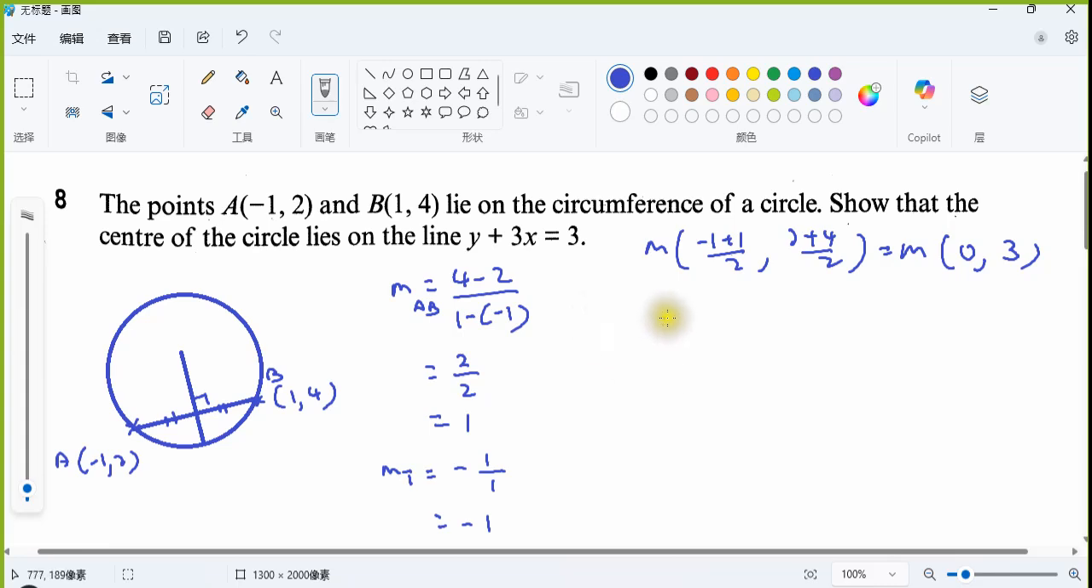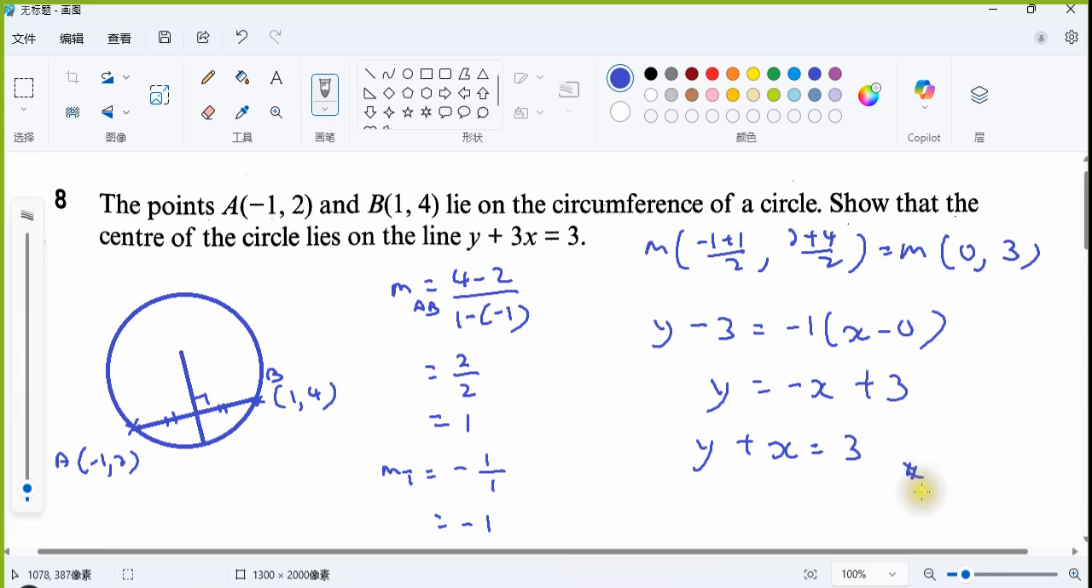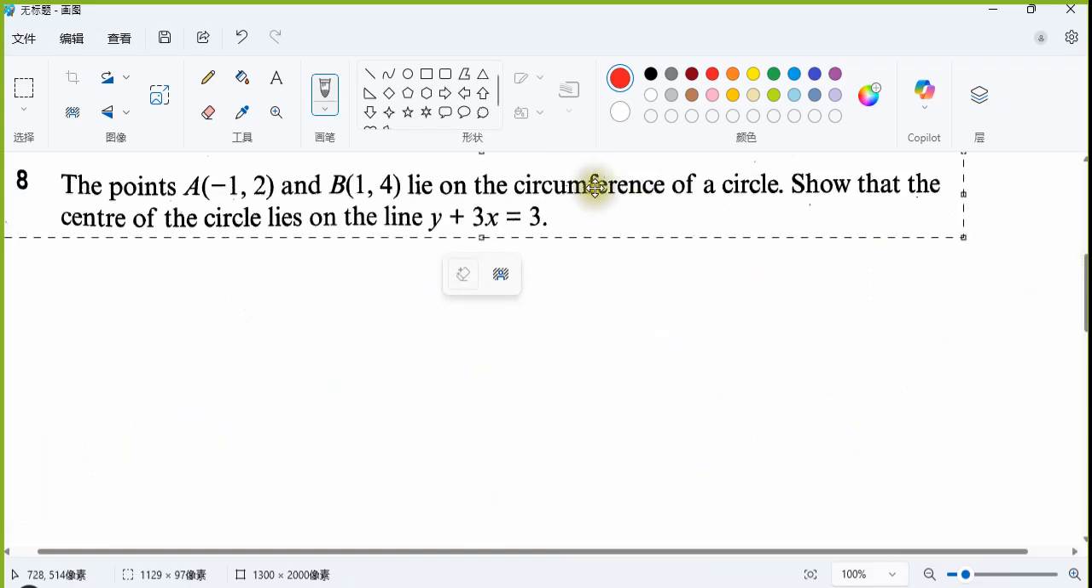Okay, so we will have y minus 3 equal to negative 1 times x minus 0. Then we have y equal to negative x plus 3, which is y plus x equal to 3. So the equation should be y plus x equal to 3.